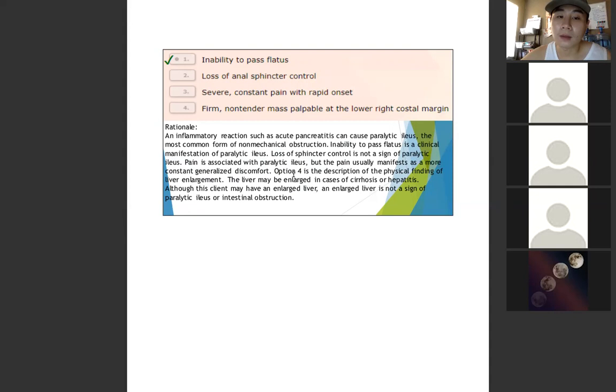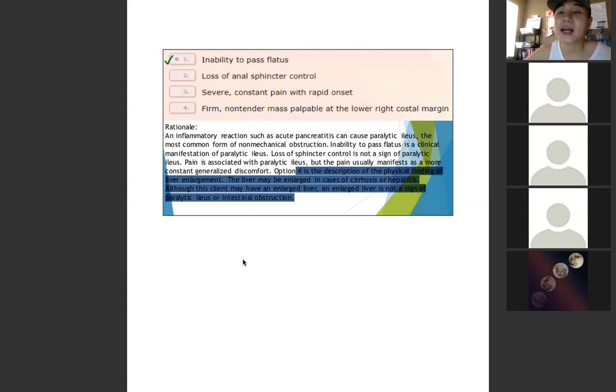All right, option four is a description of a physical finding of liver enlargement, okay? The liver may be enlarged in cases of cirrhosis or hepatitis. And although this client may have an enlarged liver, the enlarged liver is not a sign of paralytic ileus or intestinal obstruction. So inability to pass flatus, unable to fart, is the sign of pancreatitis. I mean paralytic ileus.